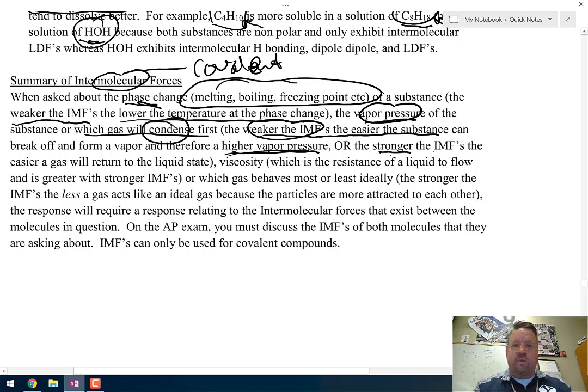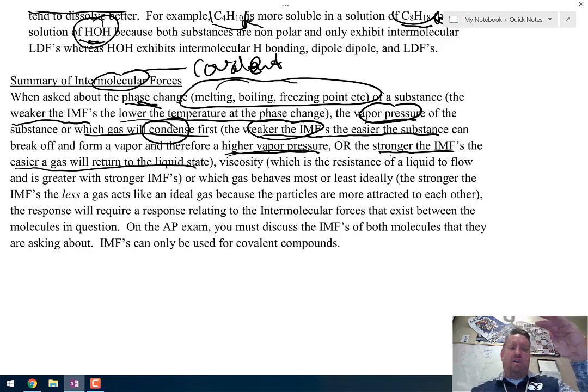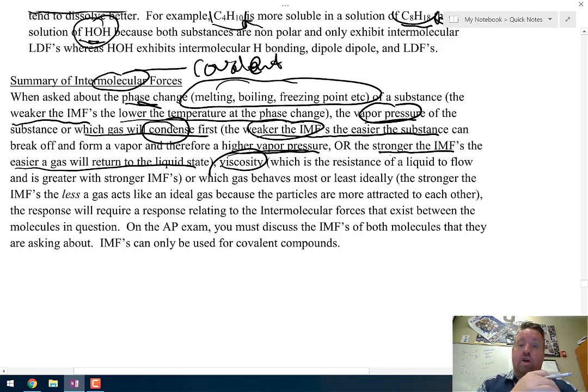Or let's go back to condensing here. The stronger the intermolecular forces, the easier the gas will return to the liquid state. So you've got 4 gases at the same temperature, same pressure, and they start to lower the temperature. And they say, which one's going to turn back into a liquid first? Which one's going to condense first? Well, the one that, when they hit each other, is more likely to stick together, and that's the one with the stronger intermolecular forces. Okay, viscosity, how quickly something flows, deals with intermolecular forces.